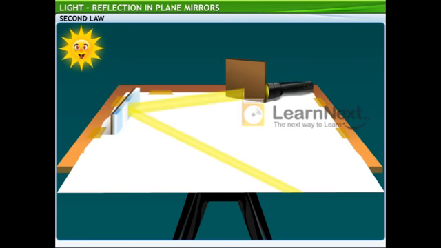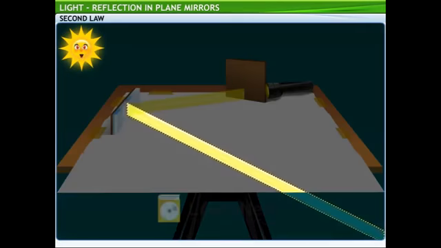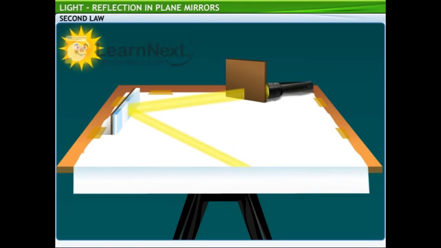We will slightly modify the setup that we used in the previous activity. Consider the portion of the white paper that extends beyond the edge of the table. Initially, you can see that the reflected light rays are on this portion of the paper, right? Right. Now, fold the paper downwards along the edge of the table.